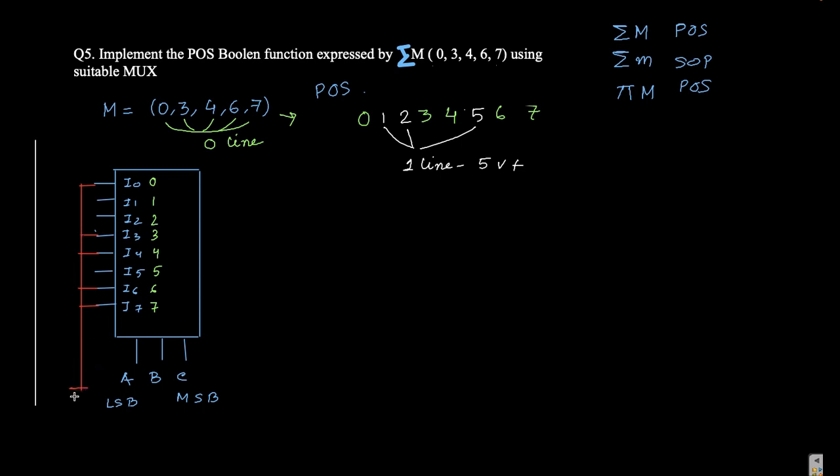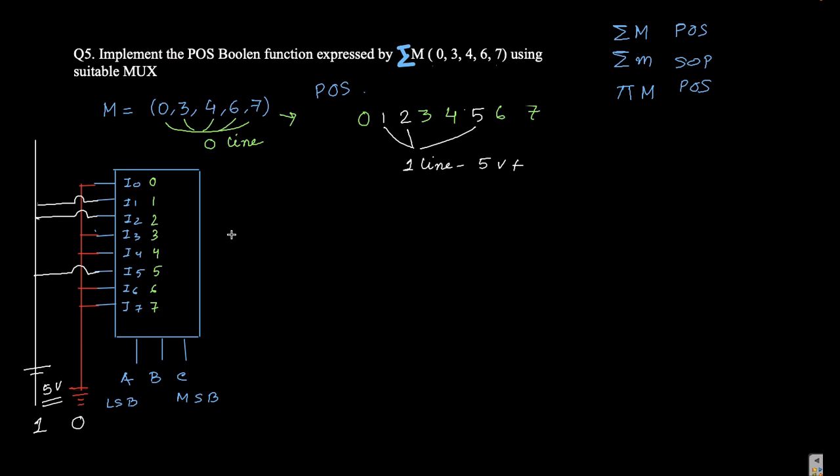And this is the ground line, and this 1, then 2, this 1, the pen is not working properly, this 1, this 2 and this 5 are connected to the 5 volt, that is the 1, and this is the 0. This is a representation of POS form using the 8:1 MUX.